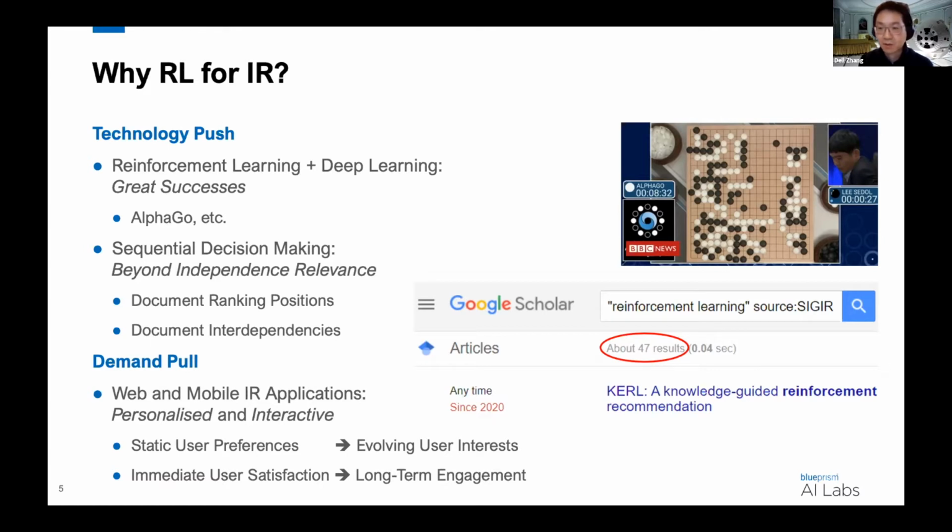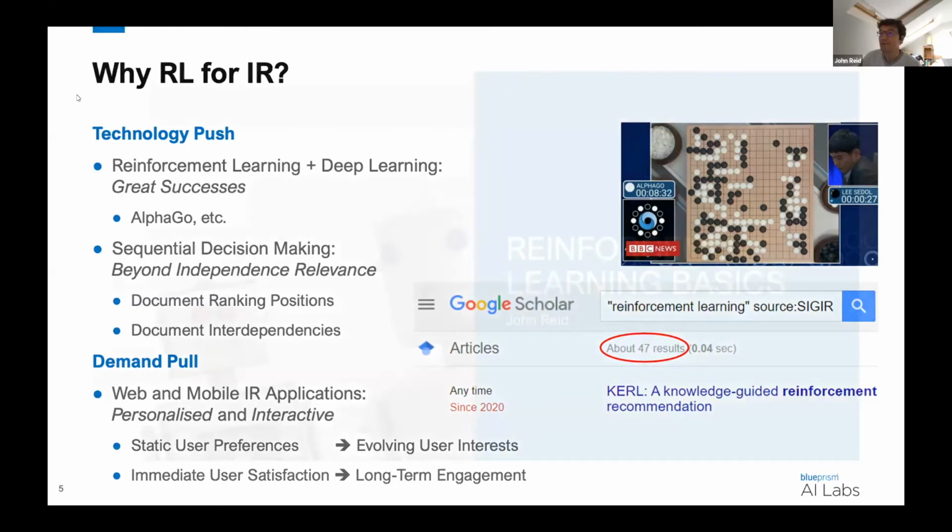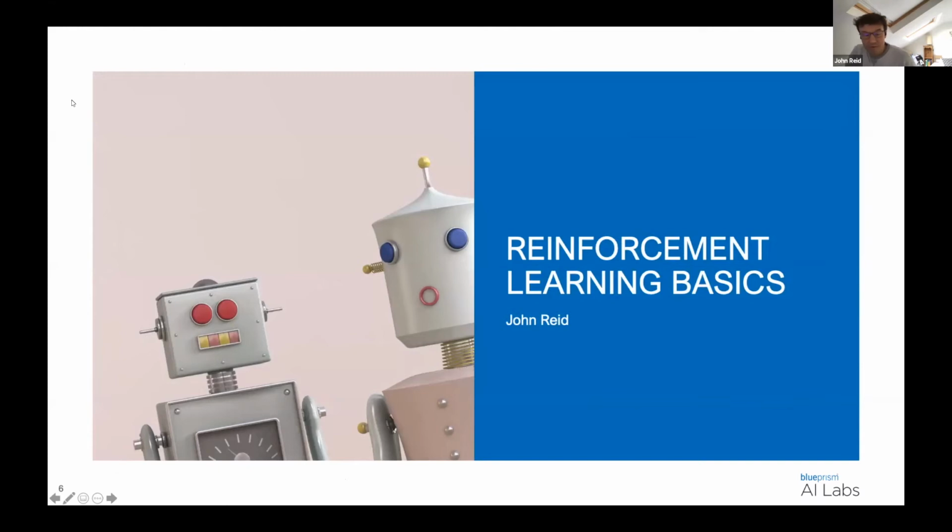Now I'm going to pass to John, who is going to introduce you to the fundamentals of reinforcement learning. Okay, thanks, Dale. Our first session is going to be on reinforcement learning basics, going over some of the key elements and characteristics of reinforcement learning.